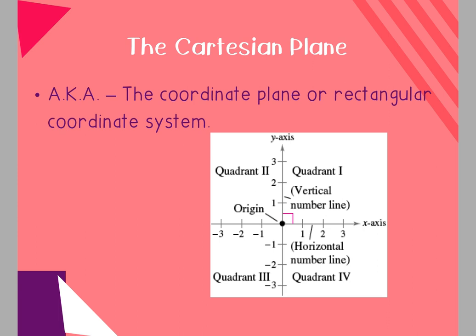As a reminder, the horizontal is your x-axis. The vertical is your y-axis. The point where they meet is called the origin. And they go numerically, start in the top right, and they go counterclockwise. So quadrant 1, 2, 3, and 4 are on the bottom.